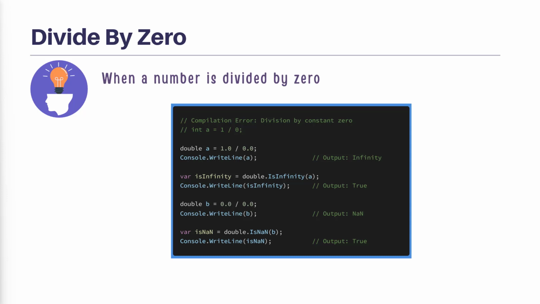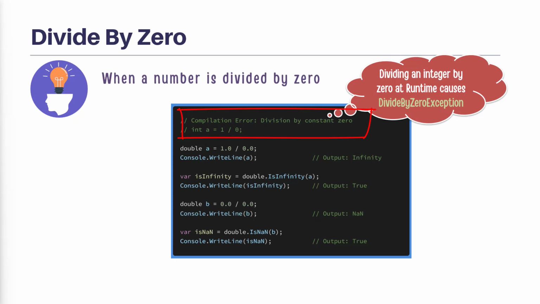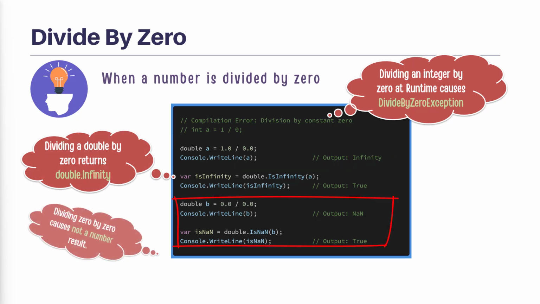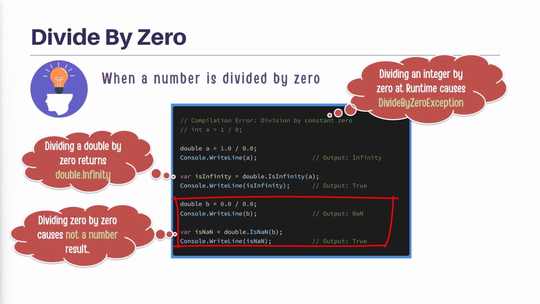When an integer type is involved and the divisor is a constant 0, it is known at compile time, and that's why it would result in a compile time error. If the divisor is not known at compile time, and while running the program the divisor becomes 0, then that particular line of code may throw a divide by 0 exception. Next, when a double type is involved in a division by 0 operation, the result is infinity. Another interesting thing is, when a double value 0 is divided by 0, the result of the operation is NaN, which means not a number.